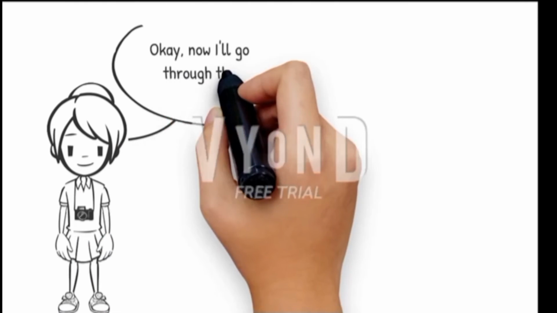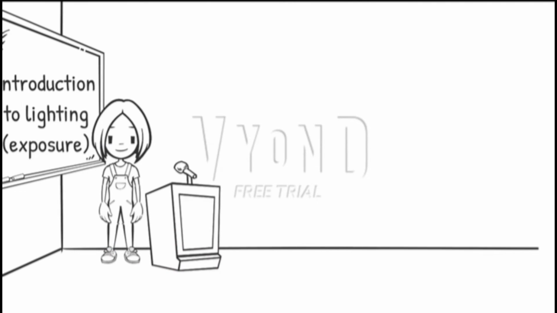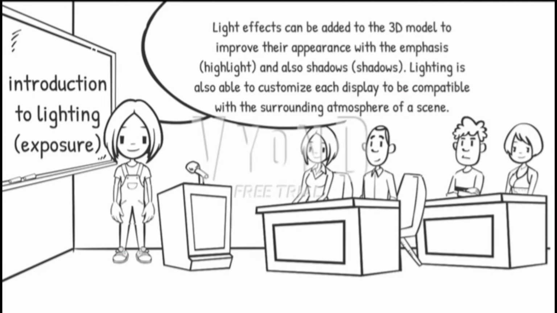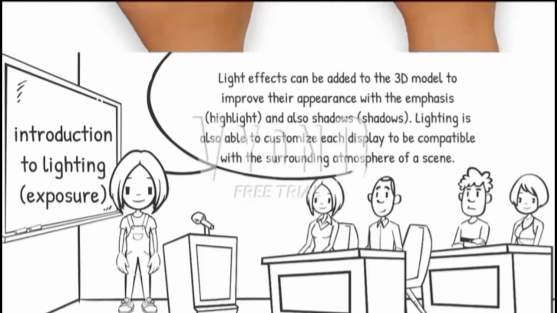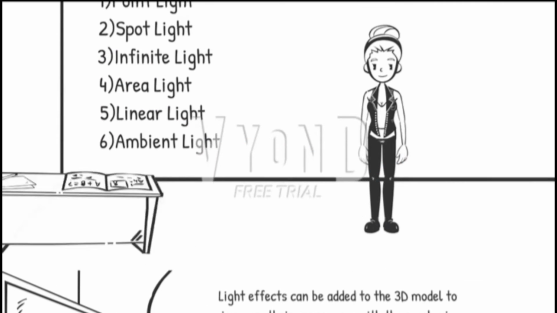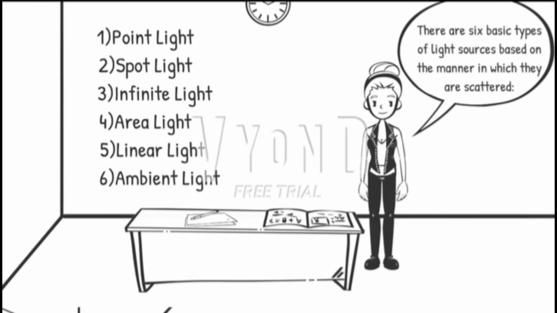Okay, now we'll go through the lighting section. Introduction to lighting. Light effects can be added to the 3D model to improve their appearance with emphasis on highlights and shadows. Lighting is also able to customize each display to be compatible with the surrounding atmosphere of a scene. There are 6 basic types of light sources based on the manner in which they are scattered.